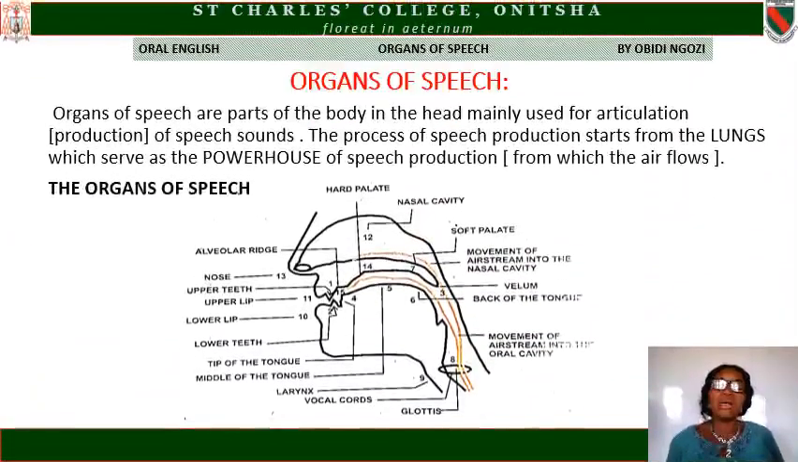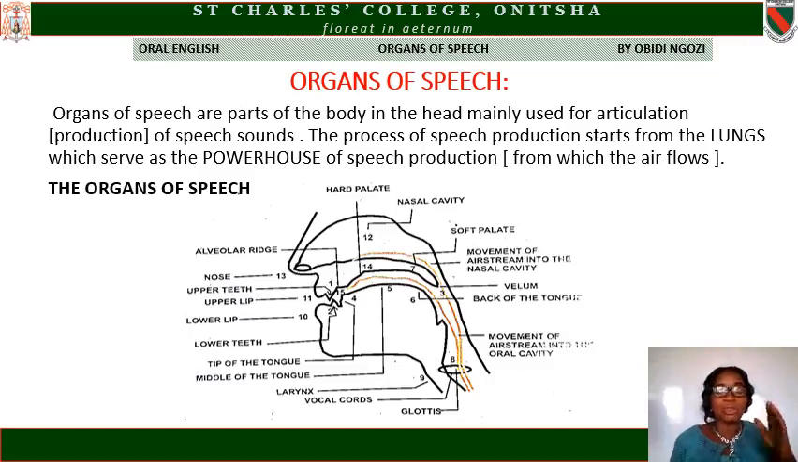Let us look at the organs of speech. Organs of speech are parts of the body in the head, mainly used for articulation, that is production of speech sounds. You call it articulation, production, or pronunciation of speech sounds. The process of speech production starts from the lungs. The lung is inside the body, which serves as the powerhouse of speech production. This is where the air flows.